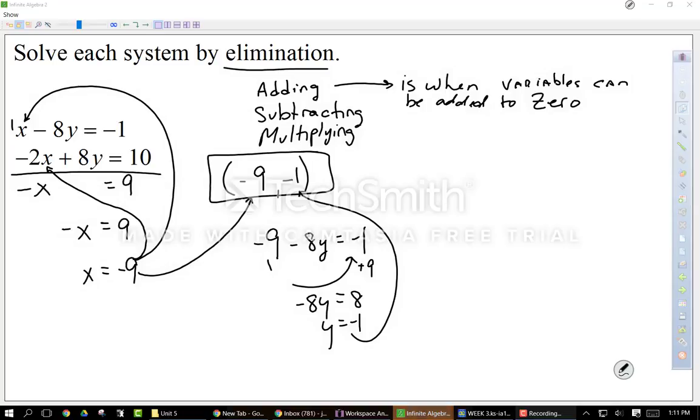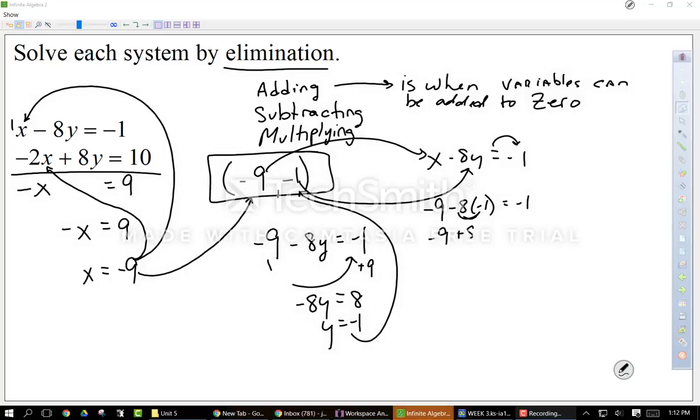Now, some of you might be thinking, is there a way to check my answer? Yes, there's always a way to check your answer in math. If you truly understand what's going on, you should never get a wrong answer because you can always check your answer. Here's how I do it. Let's take the first equation, x minus 8y equals negative 1. Let's plug in our x, negative 9, and our y, negative 1. If I do the left calculation, it should give me negative 1 on the right side. So I get negative 9 minus 8 times negative 1 equals negative 1. Negative 9, this is now plus 8 equals negative 1. Negative 1 equals negative 1.